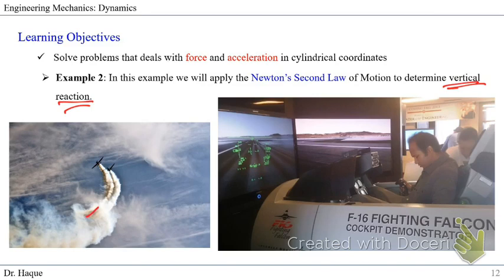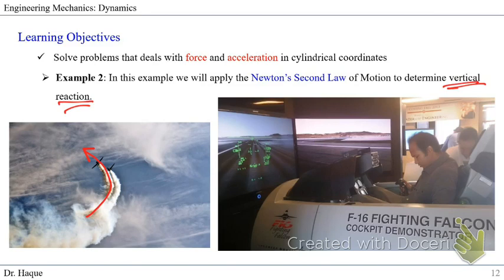So if a plane in the image takes a curved path, there is a tangential and normal force. So we're going to use cylindrical coordinates to find out the vertical reaction of the seat onto the pilot.